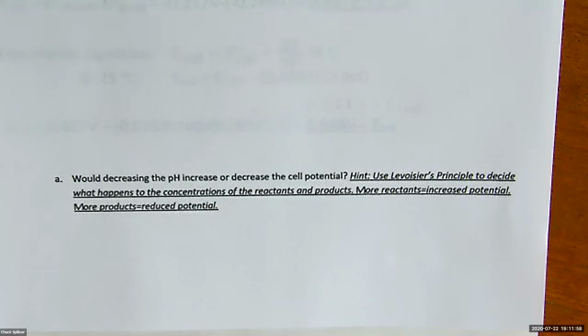So think about it. I gave you a hint there. I said, use Le Chatelier's principle to decide what happens to the concentrations of the reactants and products and which way the reaction is going to shift. So if it shifts more towards reactants, that means you're going to increase potential because you have more reactants, right? So more reactants increases the potential. It's more fuel for the electrons. That's going to provide more electrons. If it shifts towards products, then that's going to reduce the potential. So that's what you need to think about when you answer that one.